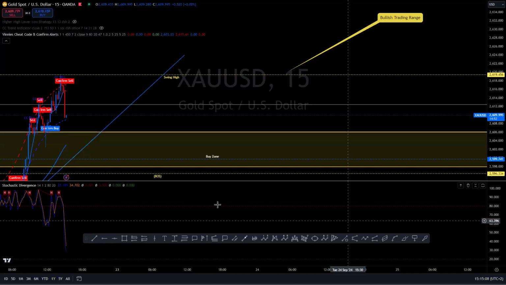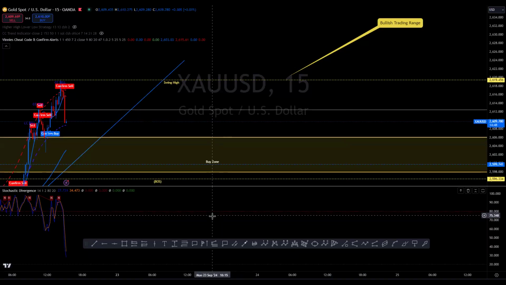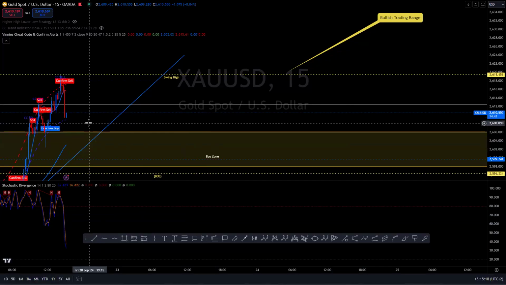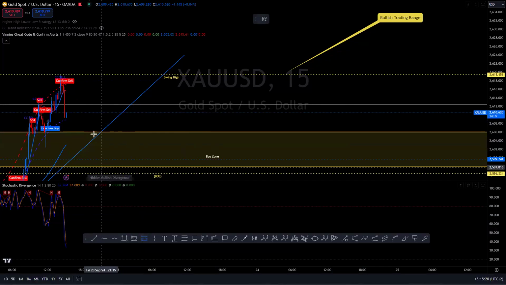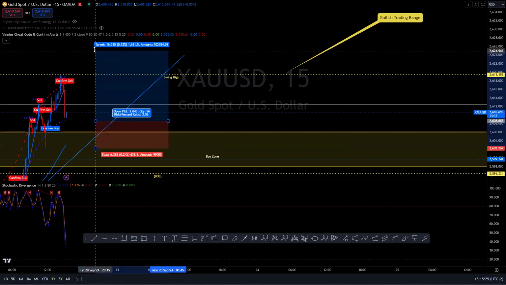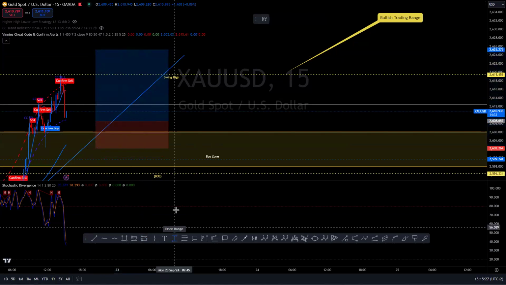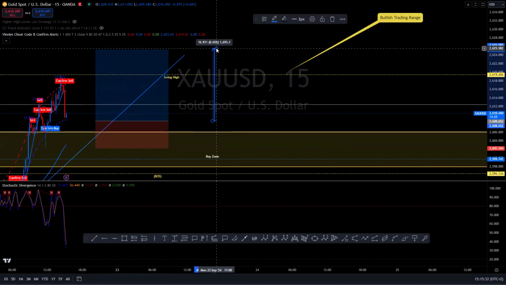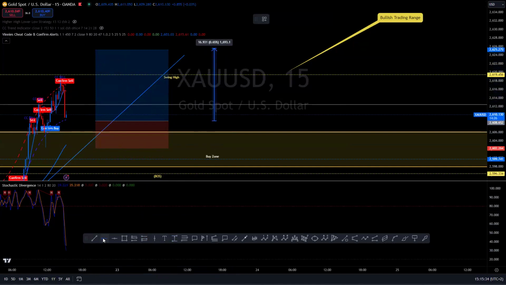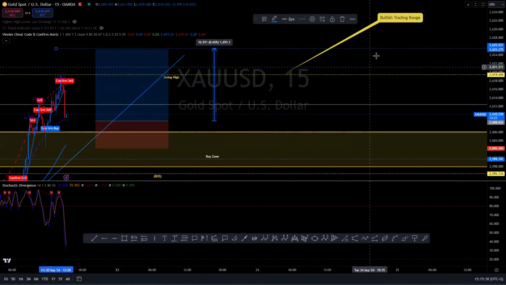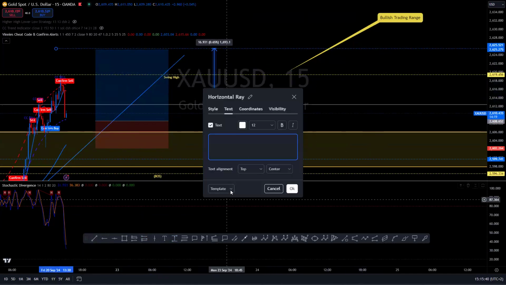All right, so now the 9:15 candle has closed. So since we're in the overall bull market, I'm really looking to buy the dips. This is where the entry comes.